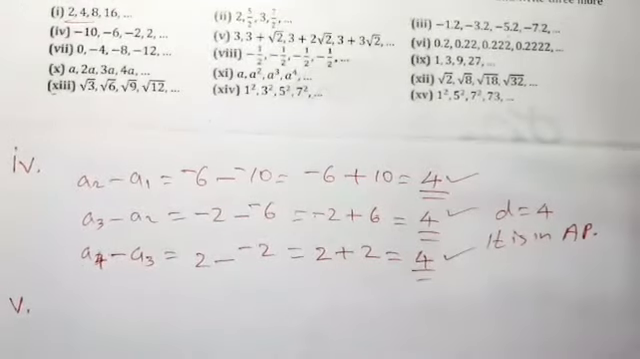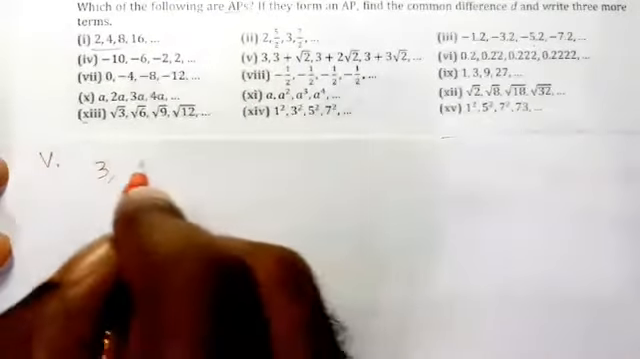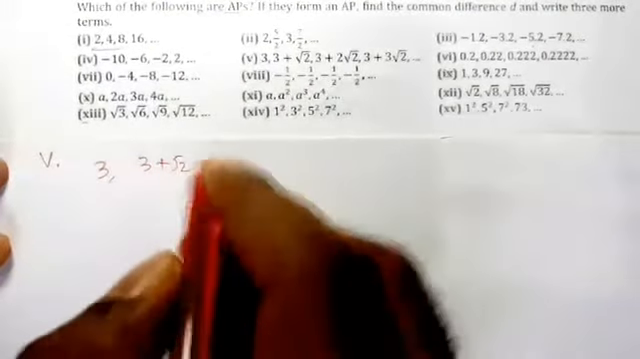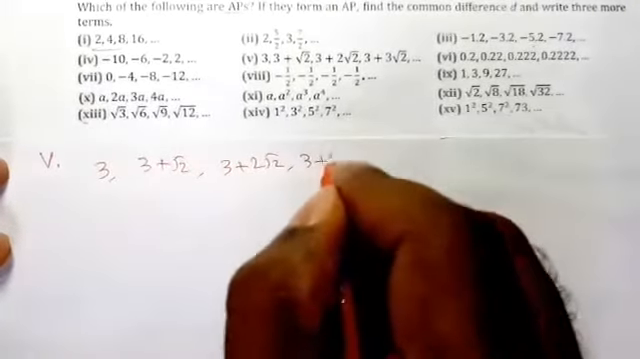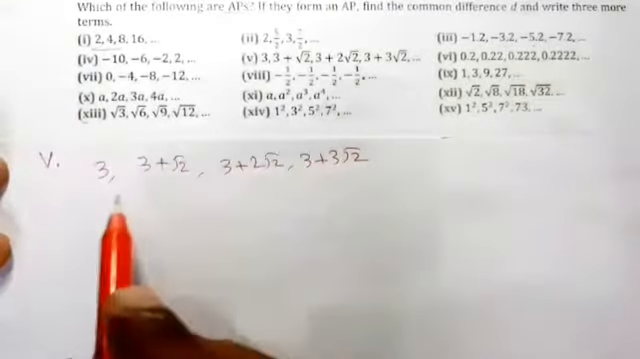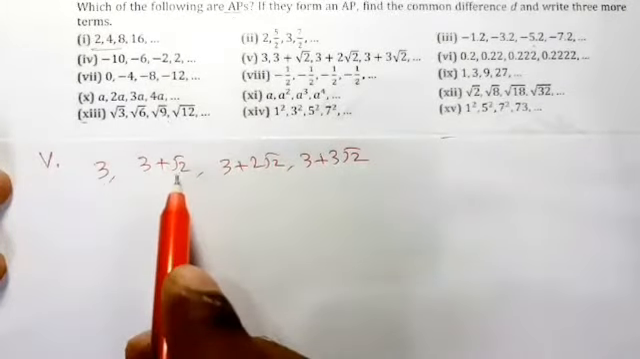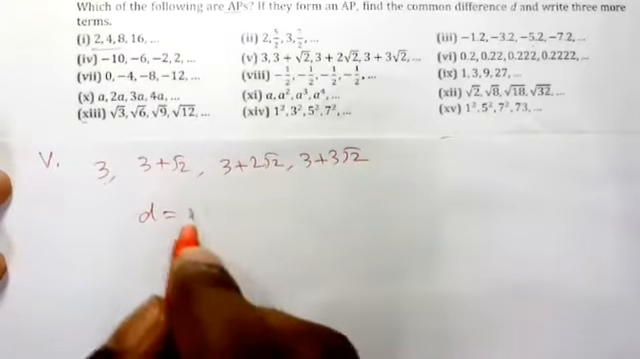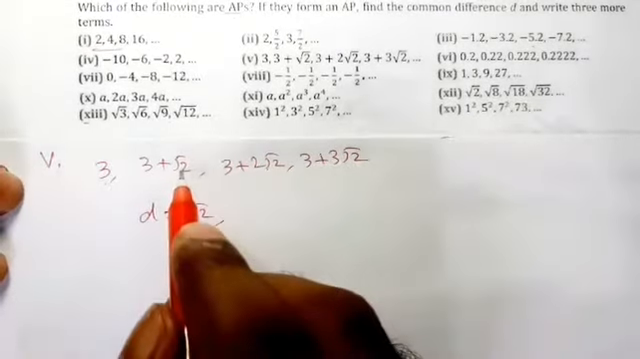Question number 5. The terms are 3, 3 plus root 2, 3 plus 2 root 2, 3 plus 3 root 2. By looking we can understand here 3 only, then 1 root 2 came with 3. So 3 plus root 2, so the common difference will be root 2. Here also 2 root 2 is there, 1 root 2 is there.